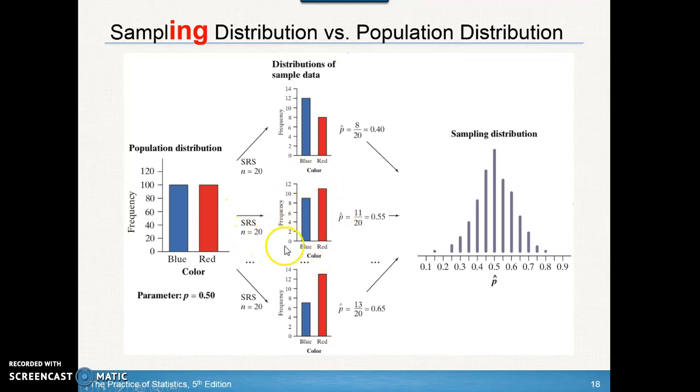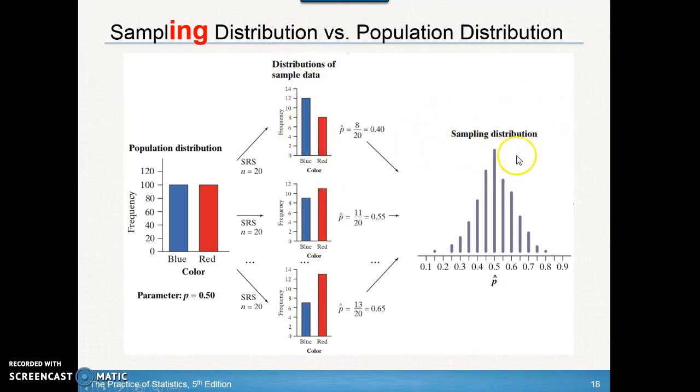This is just my sample data from that one sample. I have 9 blues and 11 reds, so my sample proportion of reds just from that one sample is 11/20. Do that again. This is just the sample. This was my population distribution, everything. This was 3 individual samples, so that's the distribution of the sample.